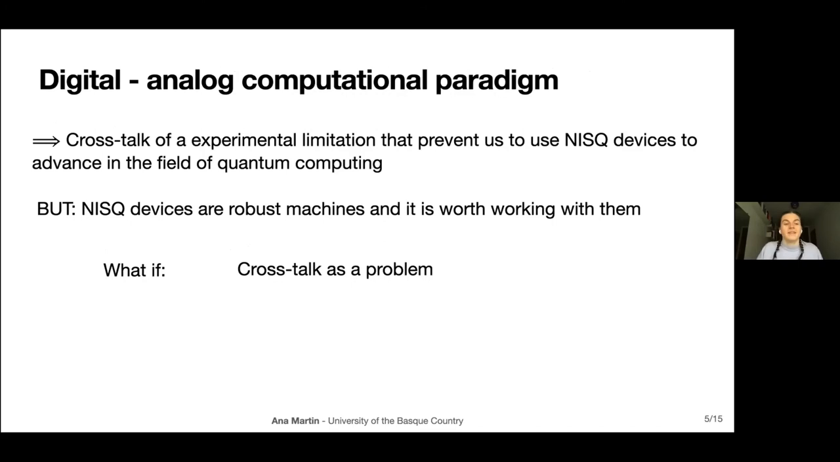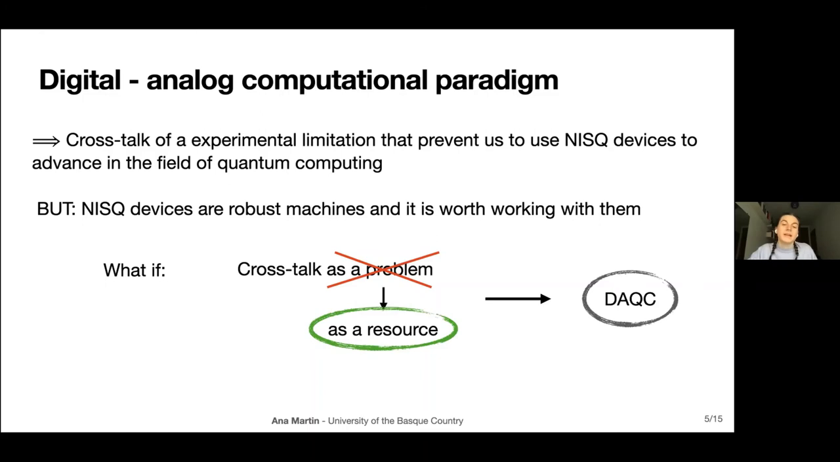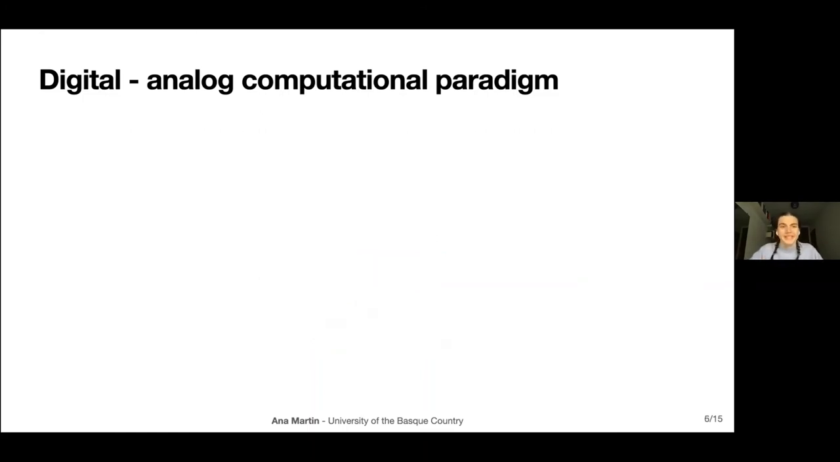So what if, instead of seeing crosstalk as a problem, we see it as a resource? That would be perfect. And that is precisely what the digital analog paradigm tries to do. So what is the digital analog paradigm?